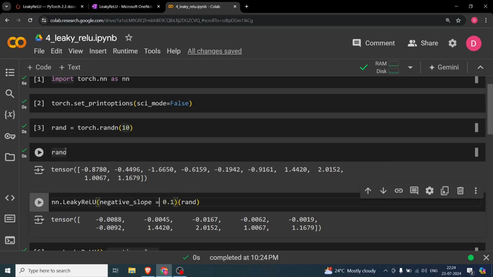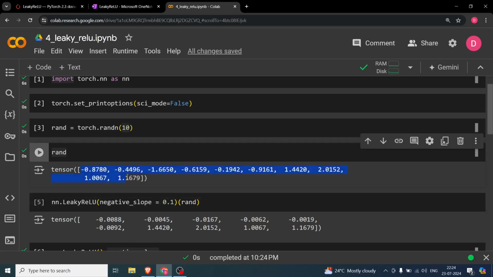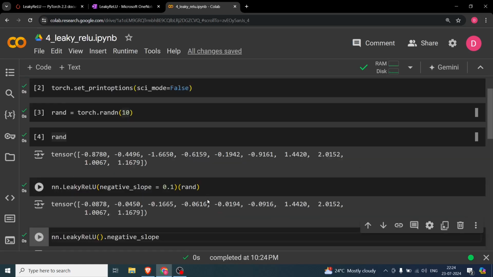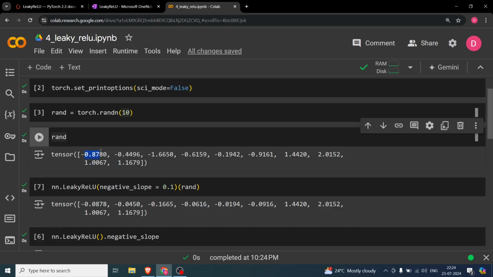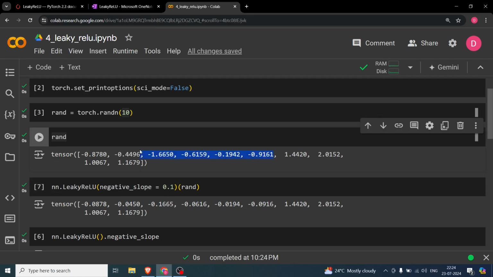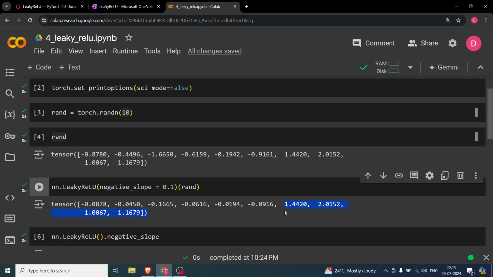Now we are not changing rand, which means this particular tensor is going to be the same. Now let's hit shift and enter. What you are going to see now is that this time this number is not divided by 100, this time this number is divided by 10, as you can see over here. Same thing again, all these values have been gotten after dividing by 10. For the positive values, they remain like that. These positive values are the same over here as well.